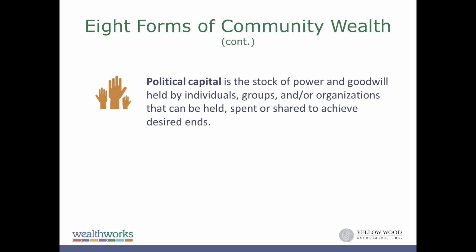For example, when a group of farmers got together and worked with Walmart to change their policy around buying from local farmers, they used their political capital to change the practices of Walmart in an area to achieve their desired ends. So it's not just federal policies or political parties.